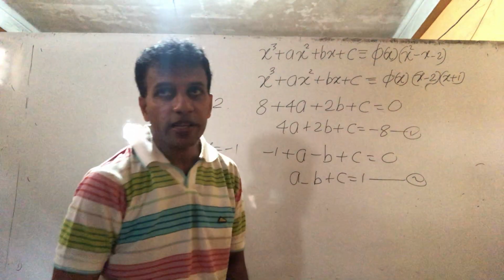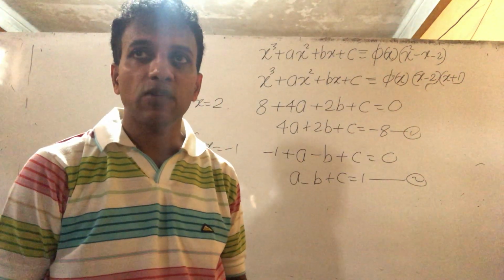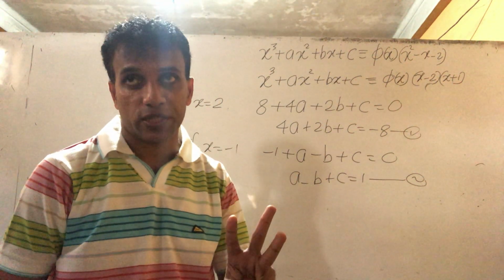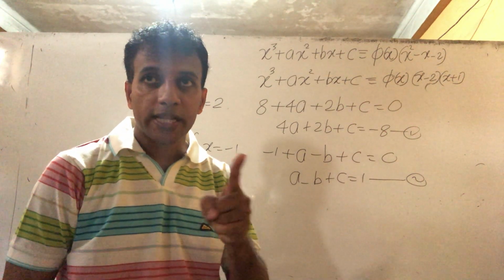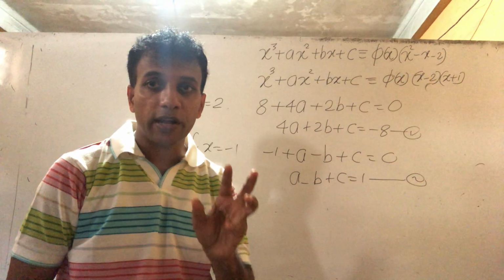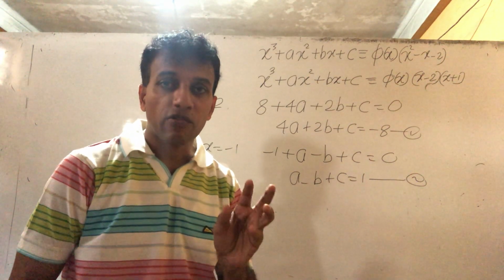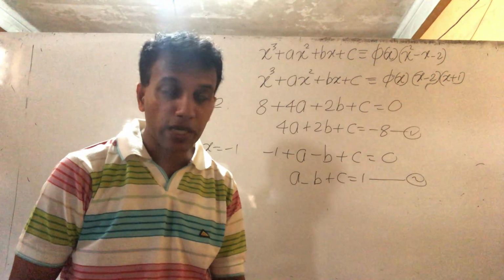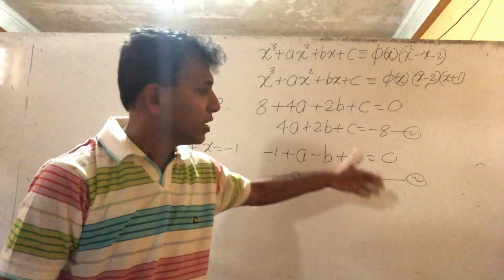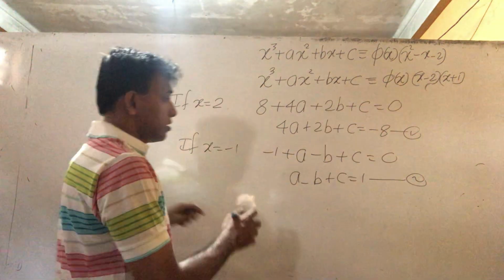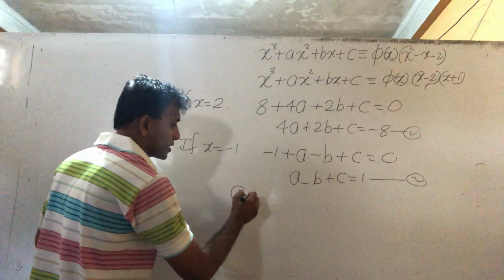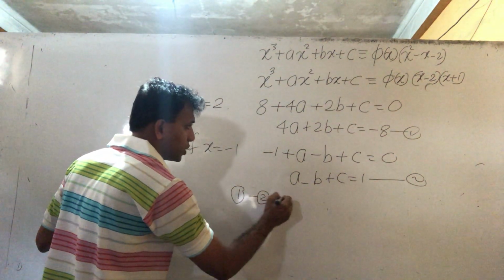Here you can't find the a value, b value and c value. Then you need three equations. Therefore this pair of equations cannot be solved. That's why the problem is to find the value of a plus b. Therefore remove the c, subtract. C cancels. First equation, subtract the second equation.